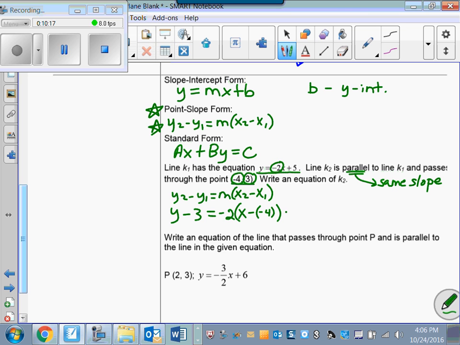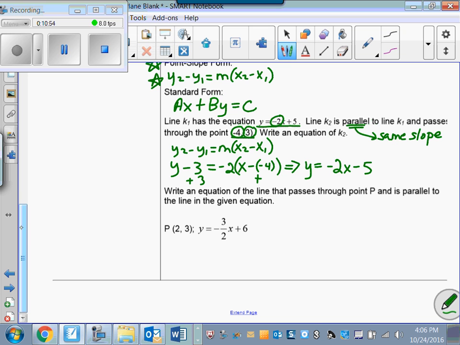So let's just simplify that, and we get y equals negative 2x. And let's see, this will be positive 4 down here, so negative 2 times positive 4 is going to be negative 8, and then I'm going to have to add this plus 3, so negative 8 plus 3 is going to be negative 5. So the equation of my line there should be negative 2x minus 5. And of course, if we want to check that out, we can graph it and make sure.